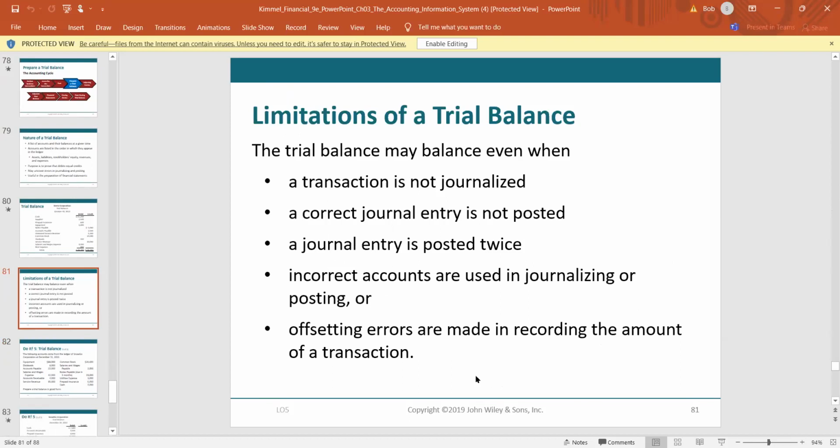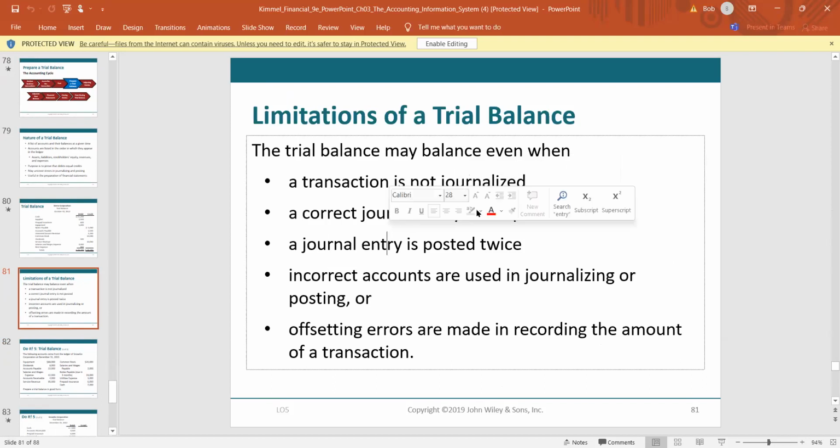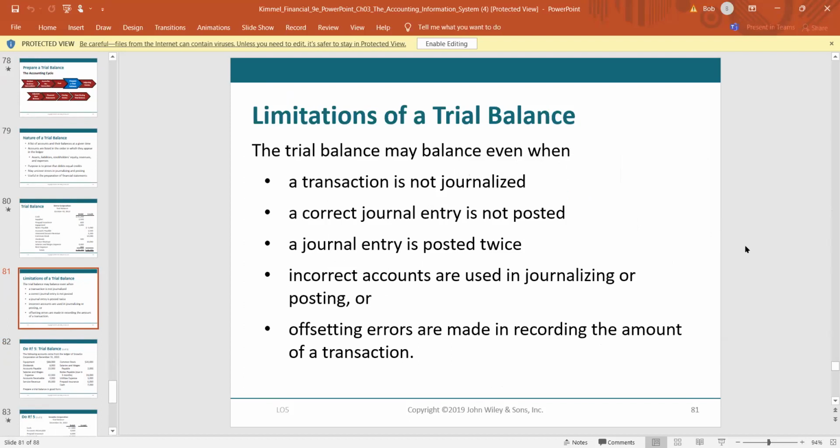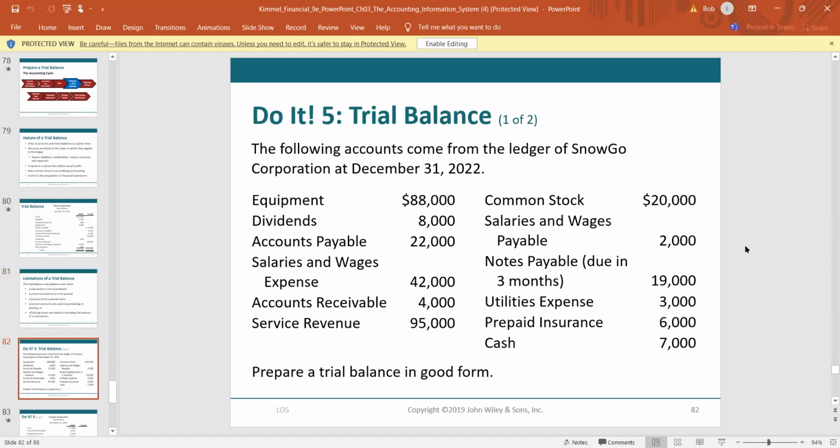Limitations of a trial balance. The trial balance may be balanced even if everything is wrong. If you forget to do something, or you post something twice, or you do it incorrectly, the trial balance is really nothing more than a check on your debits and credits. But it's an important thing to get right eventually.